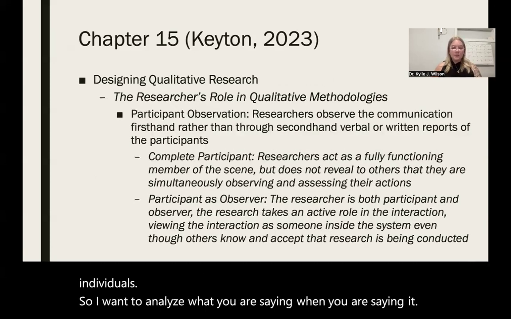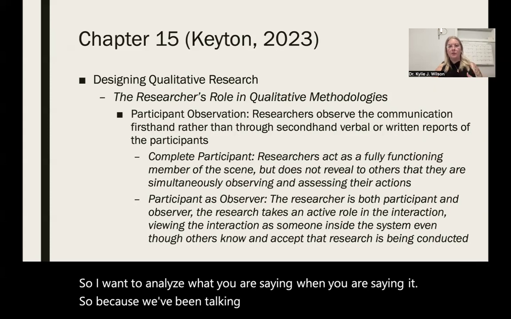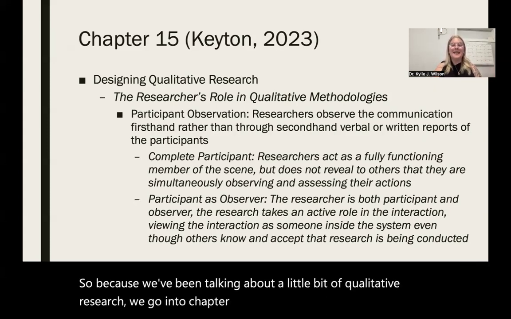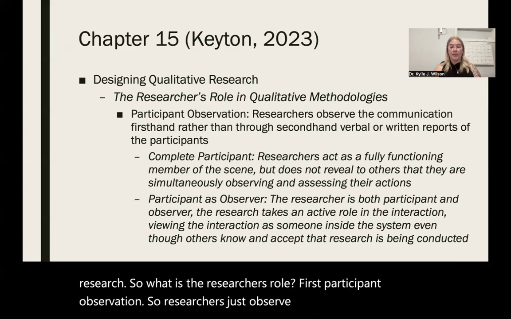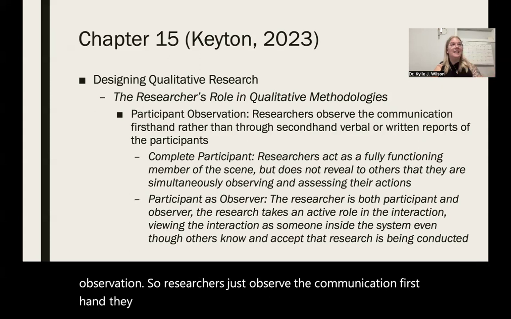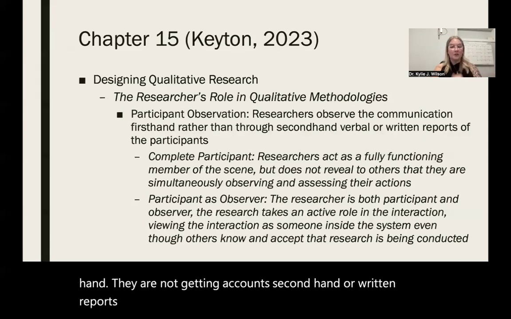So because we've been talking about a little bit of qualitative research, we go into chapter 15 and we design that qualitative research. So what is the researcher's role? First, participant observation. So researchers just observe the communication firsthand. They are not getting accounts secondhand or written reports. They are just observing everything as it happens in real time.